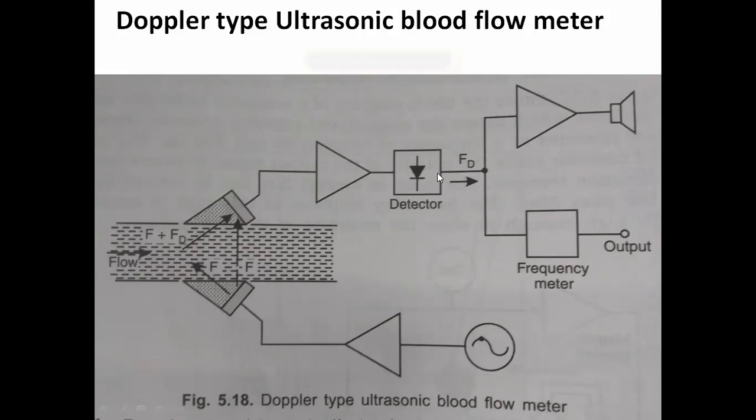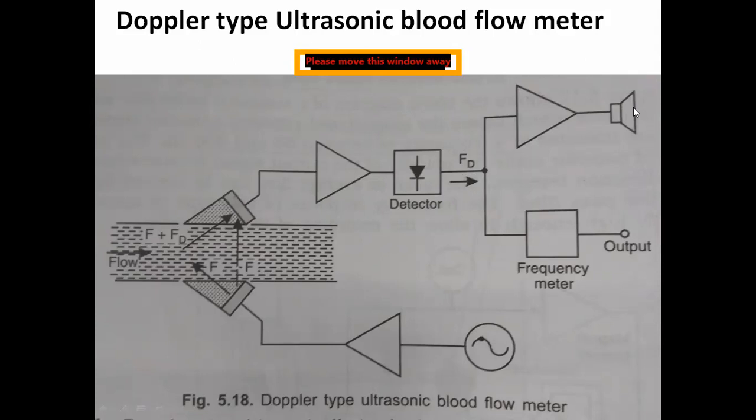The obtained output waveform has frequency components, and that frequency component is FD, the difference Doppler component. That Doppler component is regarding the variation of the velocity of the blood flow, how much velocity it is moving. Depending upon the velocity of the blood flow, FD changes. That variation of the blood flow velocity is reflected in the Doppler component, and it will be identified here and heard through some loudspeaker.